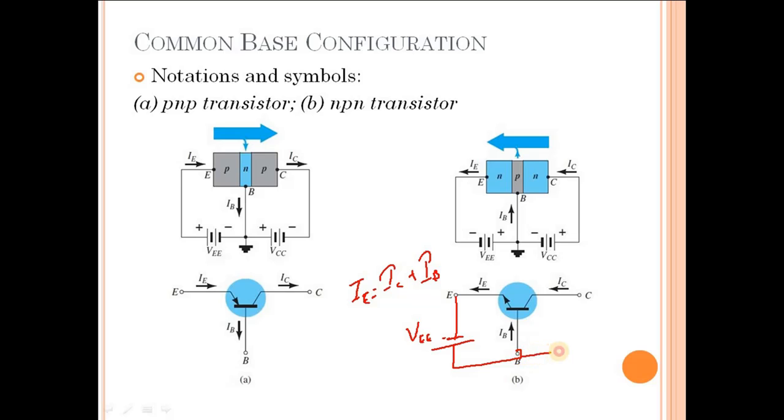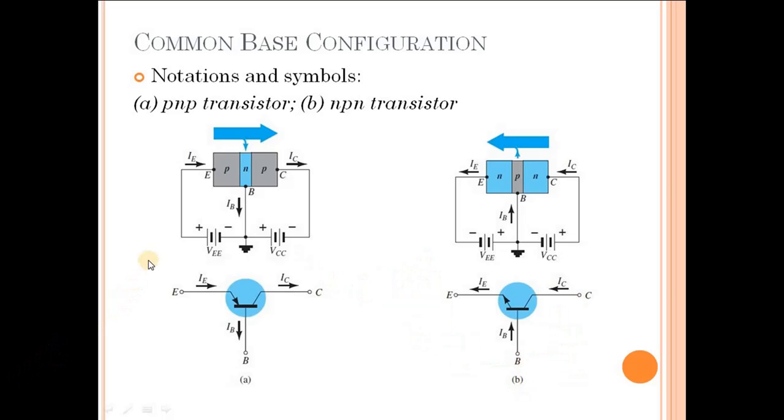So what polarity of DC power supply will ascertain that? Obviously, this side negative and this side positive will let the IC current be in this direction. So we fix this DC power supply polarity. So this is VCC. And because it's a common base configuration, the base terminal should be put to the reference ground. So this is how we configure a BJT, whether PNP or NPN, in the common base configuration.